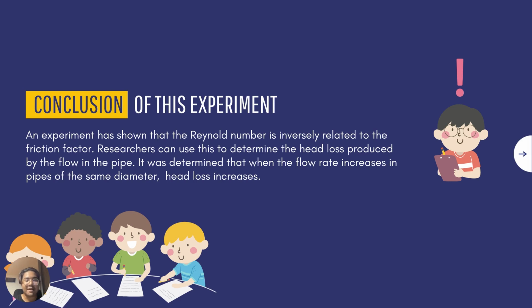And the conclusion of the experiment shows that the Reynolds number is inversely related to the friction factor. Researchers can use it to determine the head loss produced by flow in pipe, and it was determined that when the flow rate increases in a pipe of the same diameter, head loss will increase.